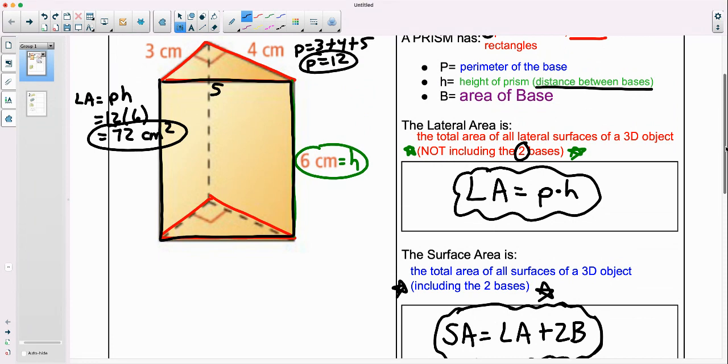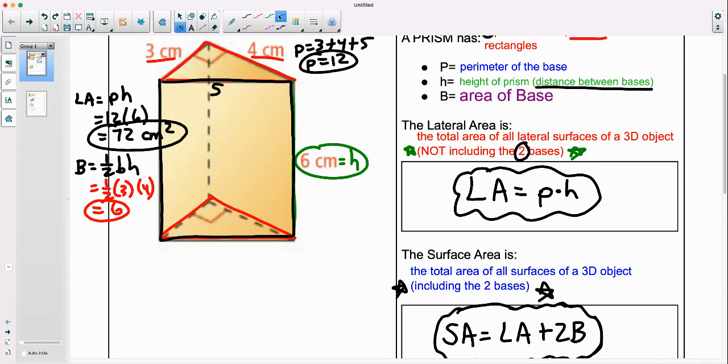So capital B for this one, we're going to use 1/2 base times height since we have a triangle. So we're talking about this base and this height of the triangle. So this is 1/2 times 3 times 4, which is 6. So each triangle has an area of 6. So what we want to do then is double that.